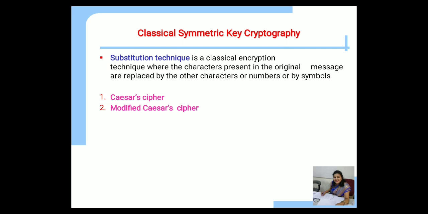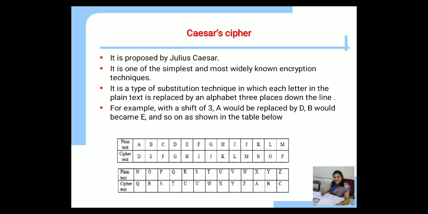Classical symmetric key cryptography. A substitution technique is a classical encryption technique where characters present in the original message are replaced by another character, number or symbol. So in the substitution technique, we are going to replace all the characters in the plain text by other characters to form the ciphertext. So let us see the first algorithm, Caesar cipher.